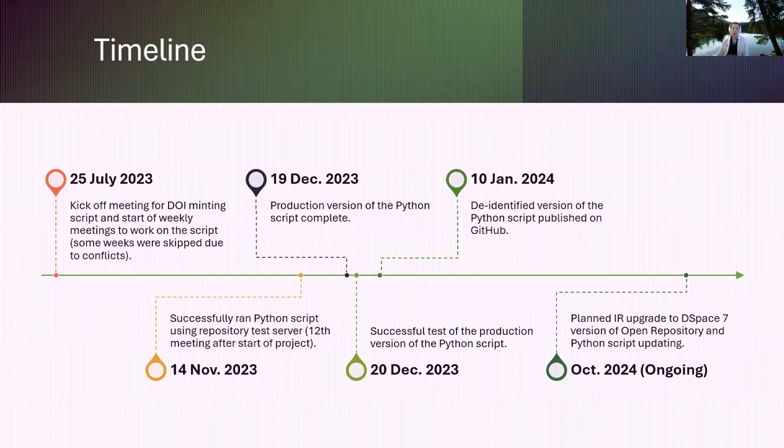We started this project in July 2023 and had a successful script developed for the test server on November 14th, 2023. It wasn't long after that we had a production version of the script completed and tested. The result of our work was de-identified, and we shared the code on GitHub for others to use. Currently, we are in the midst of upgrading our IR to the DSpace 7 version of Open Repository, and we'll need to update the Python script.